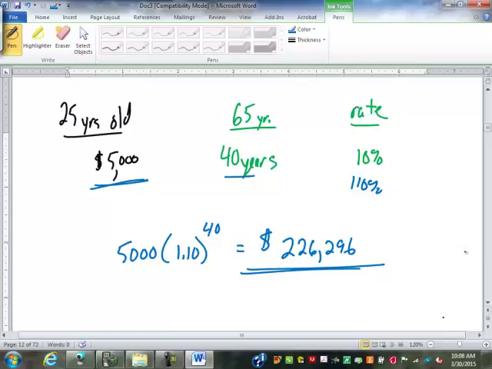Now you may think, that's not enough to retire off of. That was one $5,000 payment at the age of 25. Imagine if you did that every year for 5 or 6 years. You would be a millionaire when you retire.